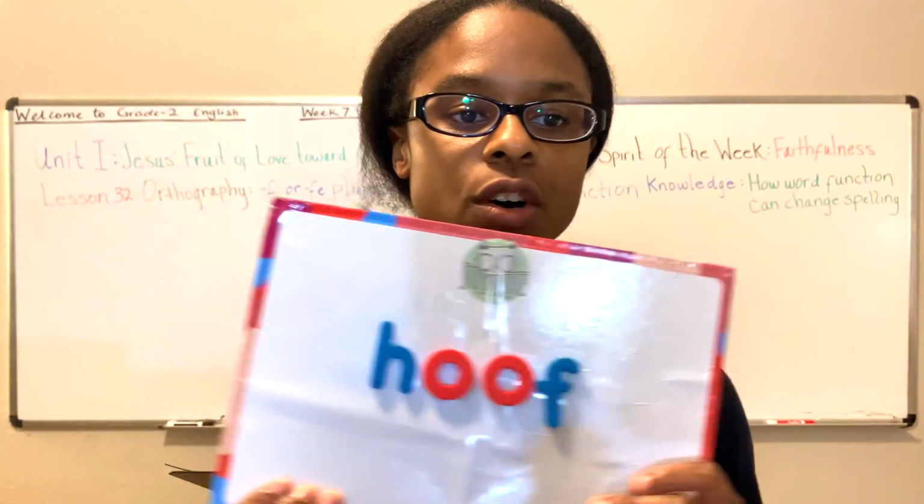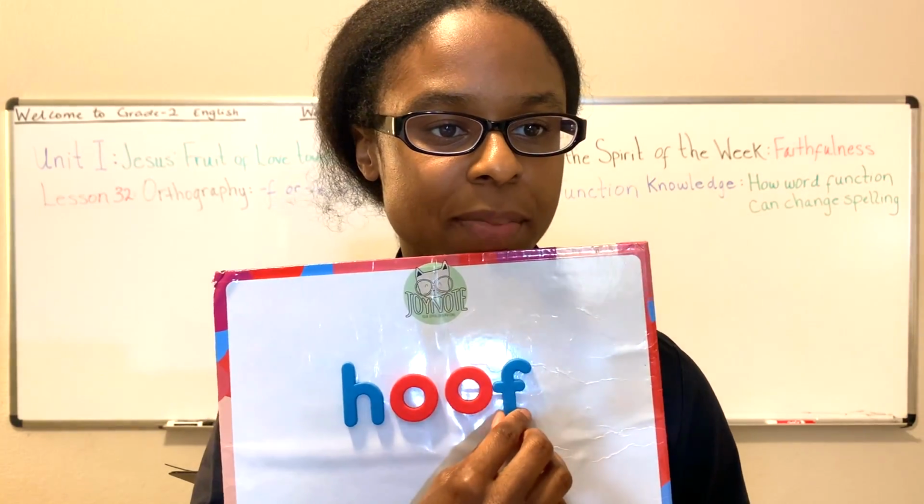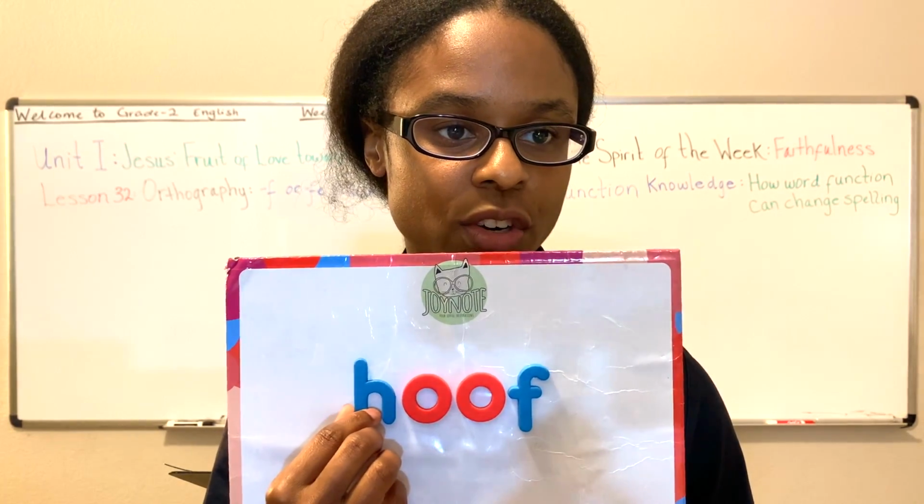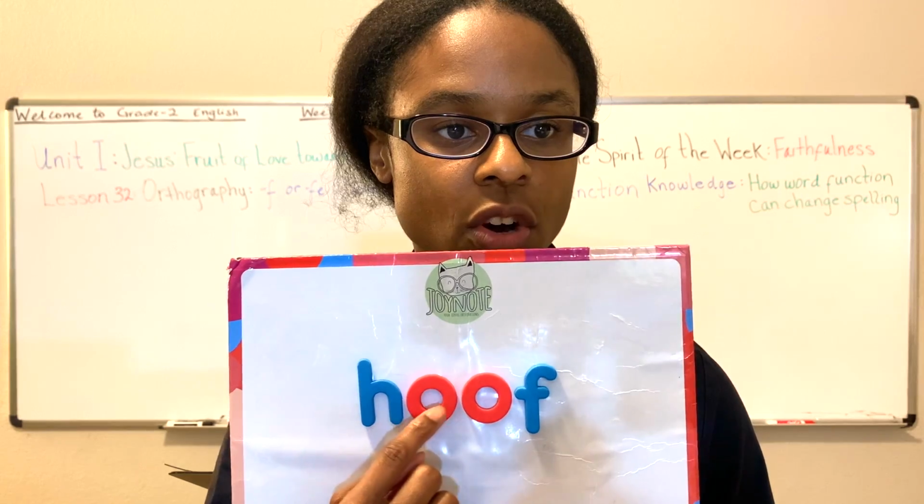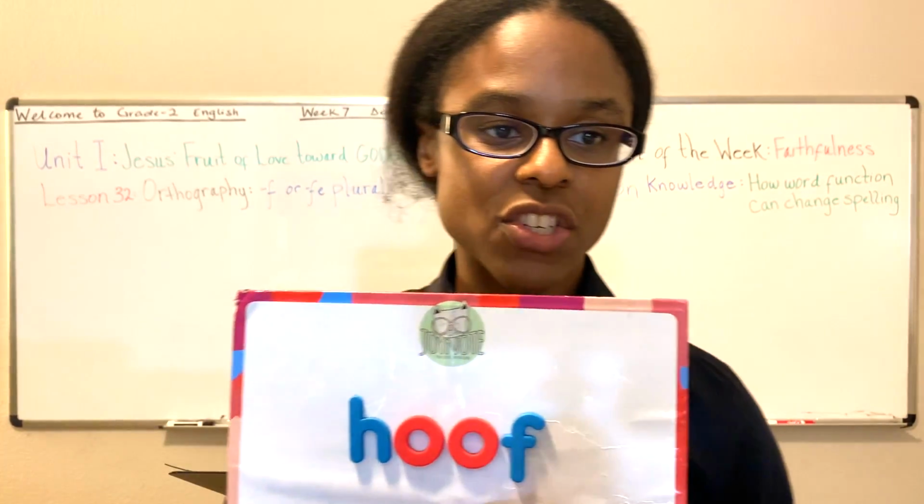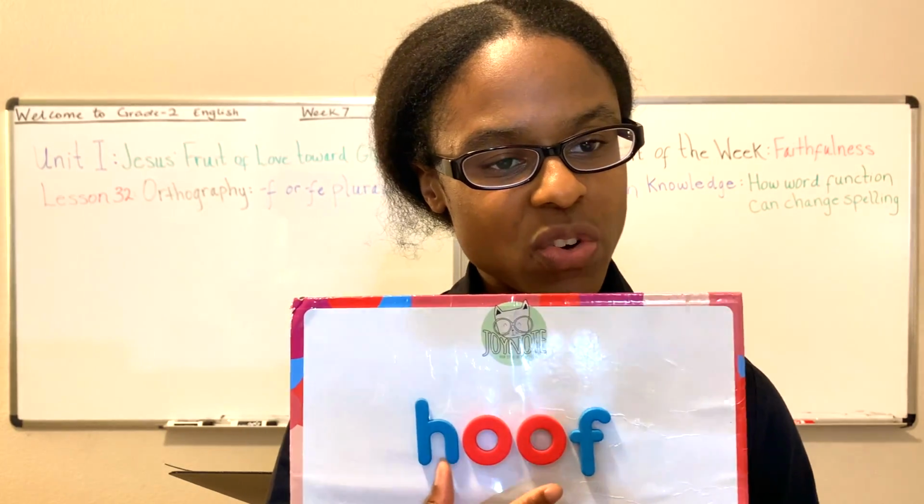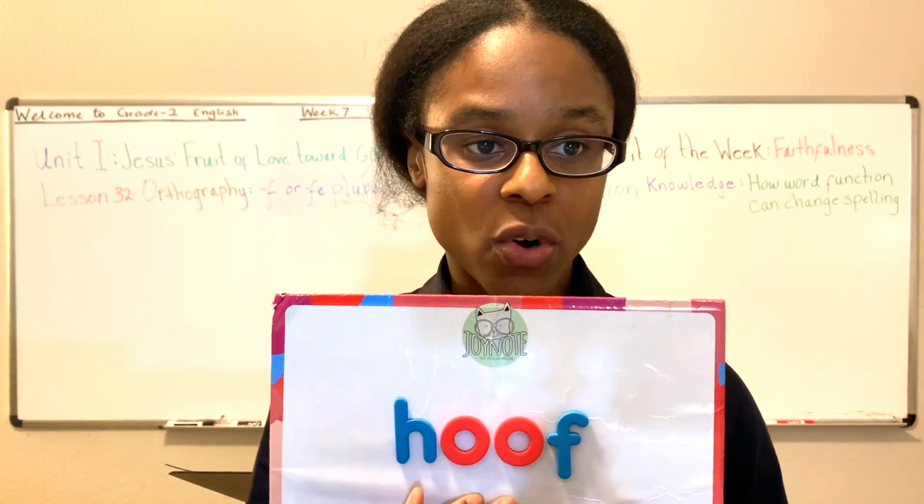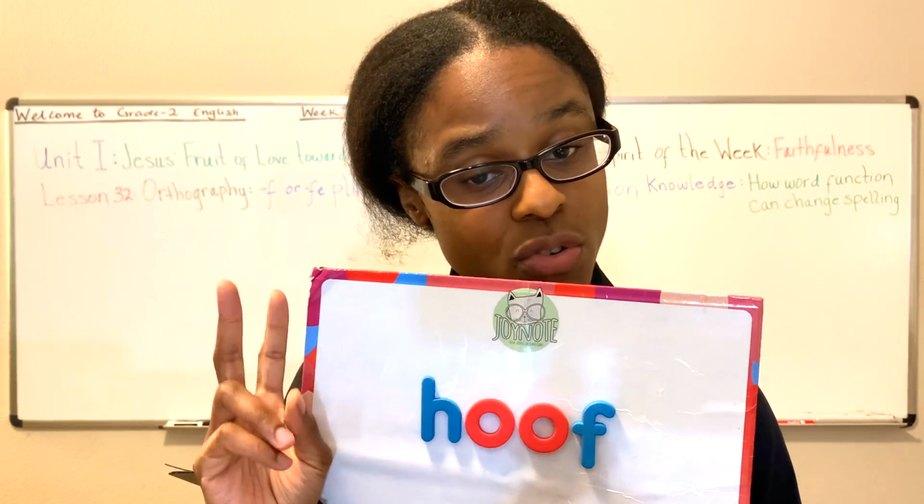We have the word hoof. Hoof, the bottom of some mammals' feet, we call it a hoof. H-O-O-F, hoof. Now, we're talking about words that end in F or an F-E. This just ends in F. What do we do with this word if we want to make it plural? The horse has a hoof. The horse has two hooves.